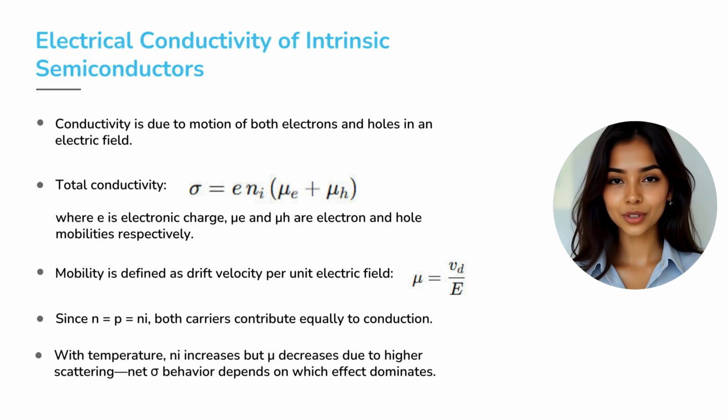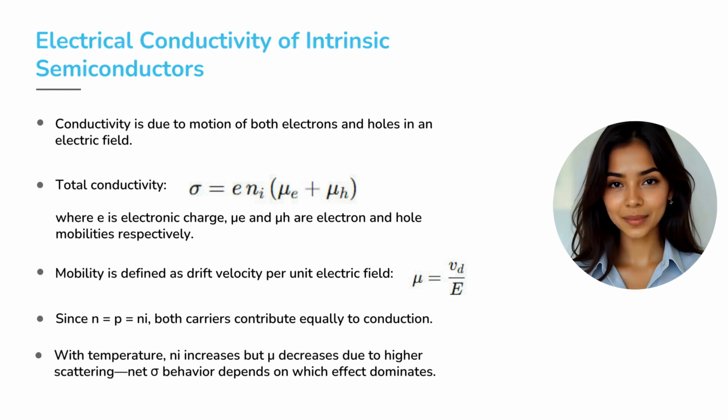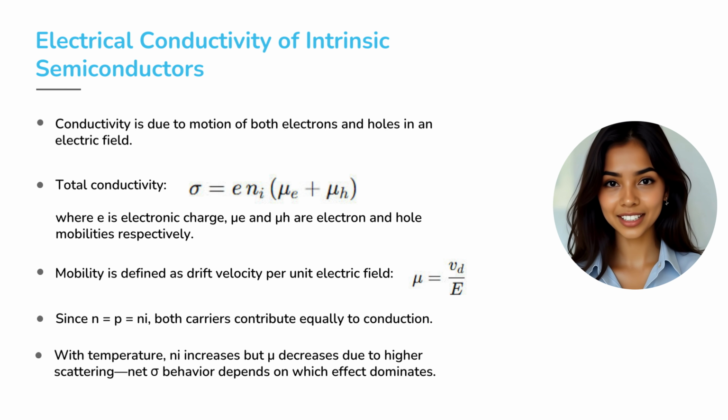Now here's a fun conflict. With rising temperature, more charge carriers are generated, increasing n sub i. But the mobility mu tends to go down due to increased scattering of the carriers with vibrating atoms. So in the end, the net effect on conductivity depends on which factor dominates, more carriers or slower mobility. Next, we'll revisit the energy bands one more time as temperature rises. Let's connect it back to physical behavior.